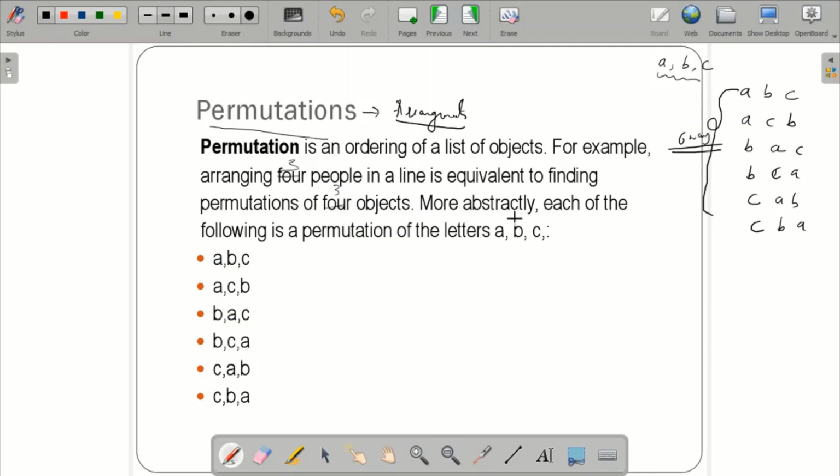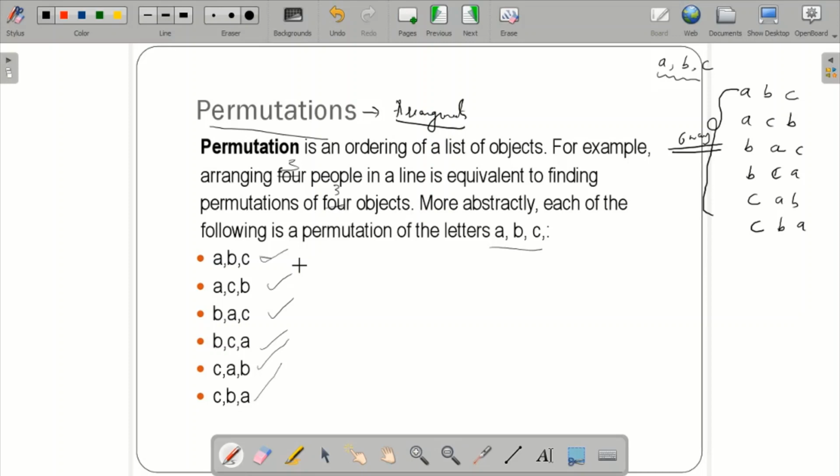More abstractly, each of the following is a permutation of the letters A, B, C. Here I have written A, B, C; A, C, B; B, A, C; B, C, A; C, A, B; and C, B, A. These are the ways in which I can arrange the people. So it's nothing but an ordering of a list of objects. You're making them arrange and giving a particular position. In how many ways these 3 letters can be arranged is nothing but the permutation.